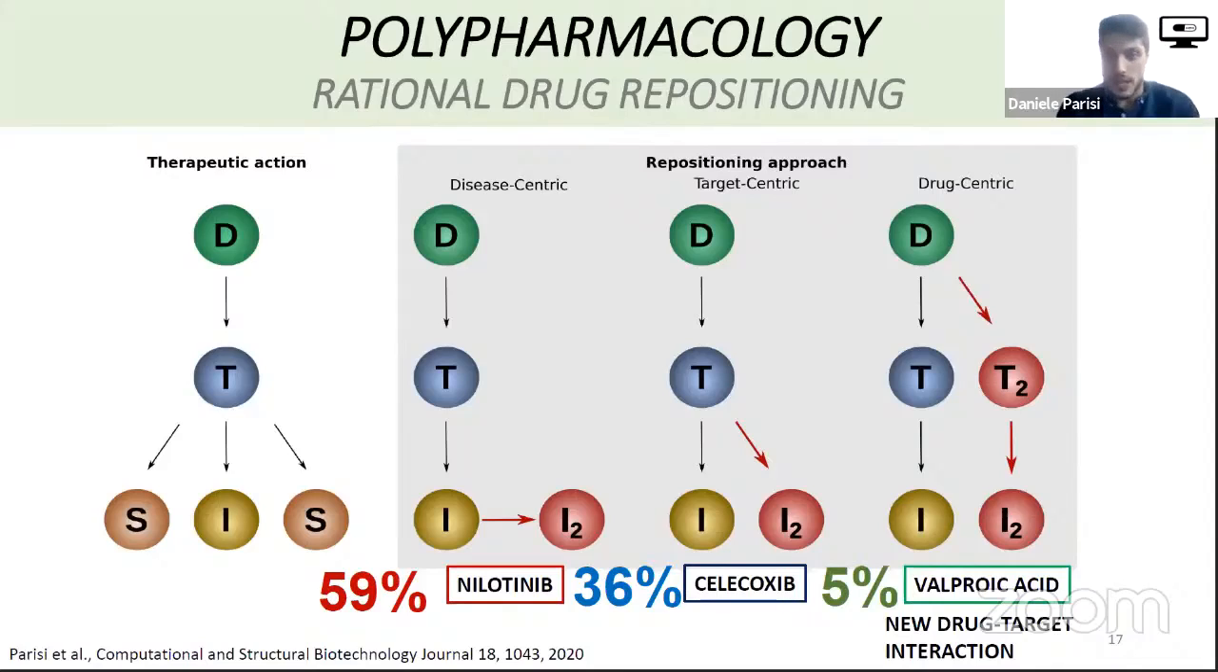And then we have the third case, which is the drug-centric, the one that I'm trying to push a little bit more, and is the one that also requires more information because it needs to build a new interaction between a drug and a new target that is connected with a second indication. And that's why only 5% of the cases that we analyzed in our database actually come from this approach.